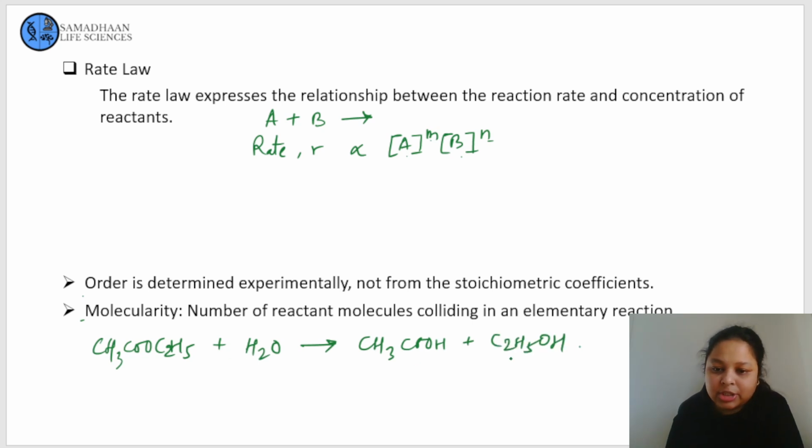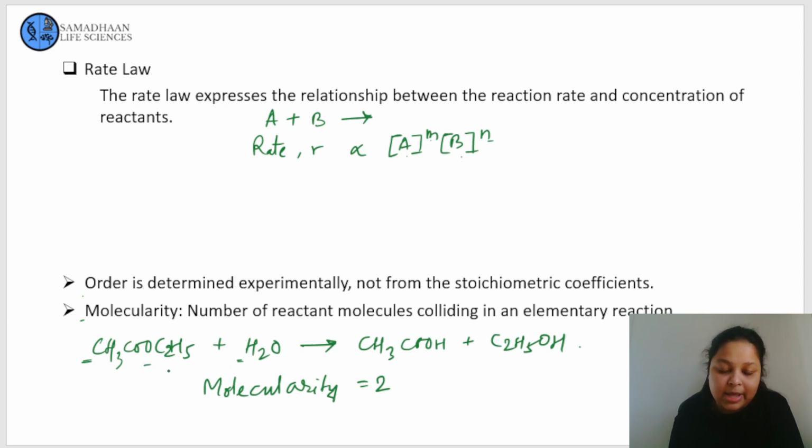Now for this reaction, to calculate the molecularity, first we have to check if it's balanced. This reaction is already balanced. Now we have to find out how many molecules are colliding or reacting here to form the product. Here, 1, 2 molecules are reacting. So the molecularity for this reaction will be 2. But the order for this reaction is not 2. Why? Because order is how the rate depends on the change in concentration of the reactant.